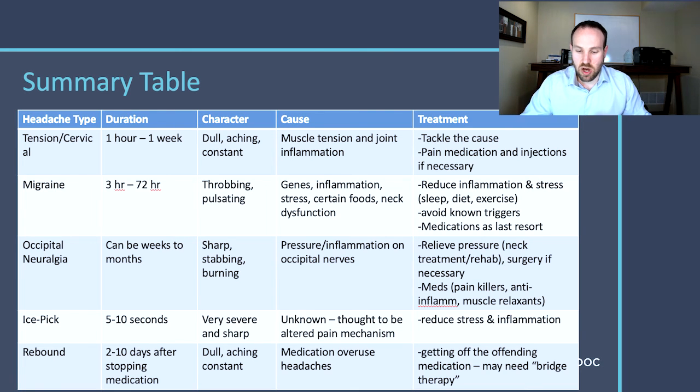Tension type headache is dull, aching, constant. Migraine headache is throbbing and pulsatile. Occipital neuralgia, sharp stabbing, burning. Ice pick headache, very severe, very sharp. And rebound headache, dull, aching, constant, similar to what you would get from a tension type headache or cervicogenic headache.